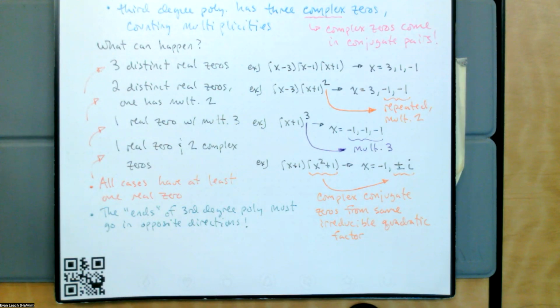Because if I take negative infinity to the third power, I get negative infinity. If I take positive infinity to the third power, I get positive infinity. If I multiply by negative 1, they're still going in opposite directions. So the ends of a third degree polynomial must go in opposite directions. Therefore, that one real zero, at least one real zero, represents the graph crossing the x-axis, changing sign from negative to positive or positive to negative.